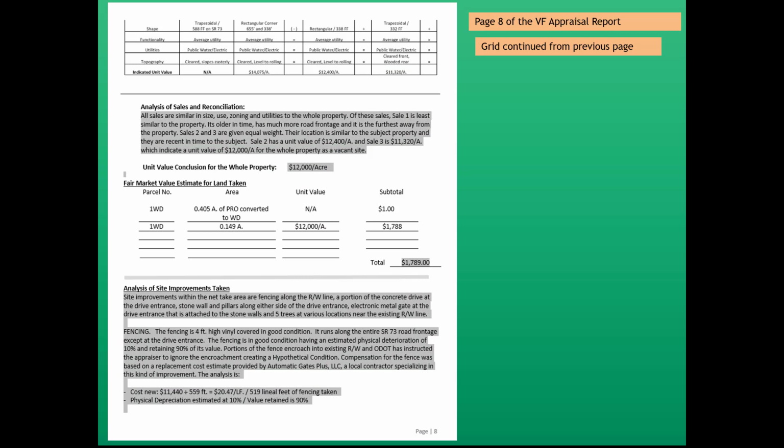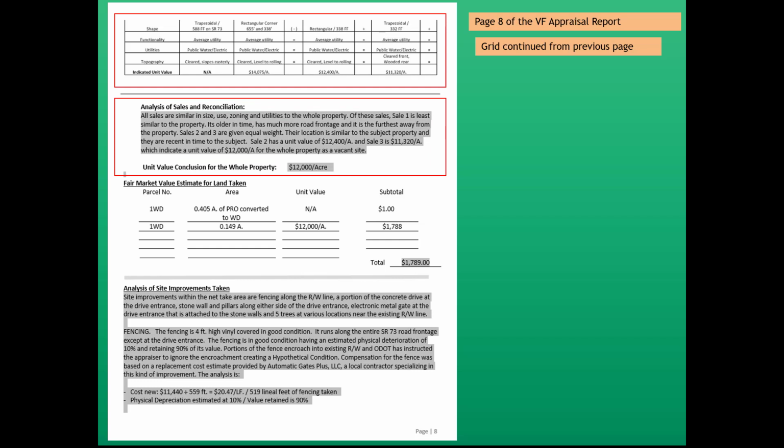Moving on to page 8, we continue with the grid. Then we get to the analysis of sales and the reconciliation. All sales are similar in size, use, zoning, and utilities to the whole property. Of these sales, sale 1 is the least similar to the property. It's older in time, has much more road frontage, and is furthest away from the property. Sales 2 and 3 are given equal weight. Their location is similar to the subject property and they are recent in time to the subject.